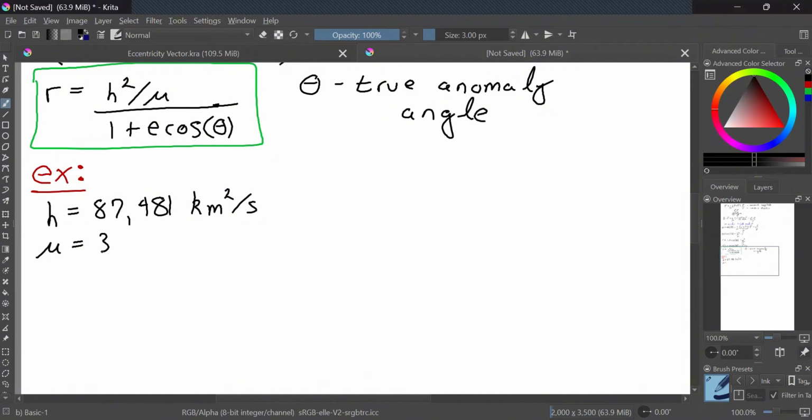it is 3.986 times 10 to the fifth kilometers cubed per second squared. Not whatever I was trying to write down before. Our eccentricity is going to be not 0.2, which we derived from our previous episode. Let me double check.